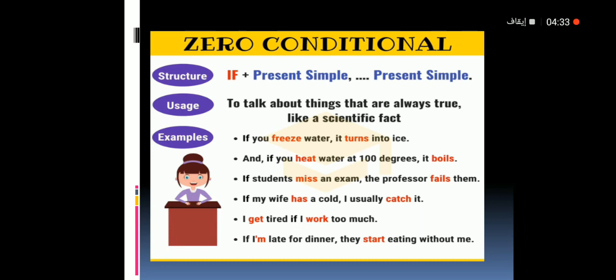If I am late for dinner, they start eating without me, and this is a fact. Here, the verb am is verb 1 from the verb to be, and we know that the verb to be in the present is divided into three verbs: is, am, are. Each one of them goes with a specific subject. Here, with I, the suitable verb from the be family is am, and they start in the second part. They start eating without me is the main clause, which contains a present simple verb.